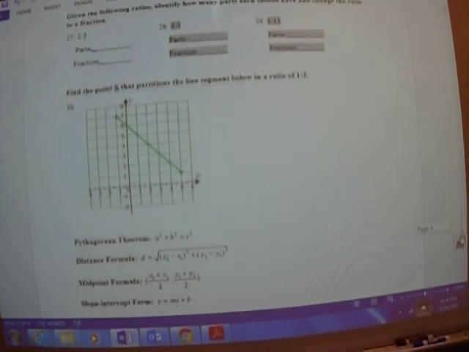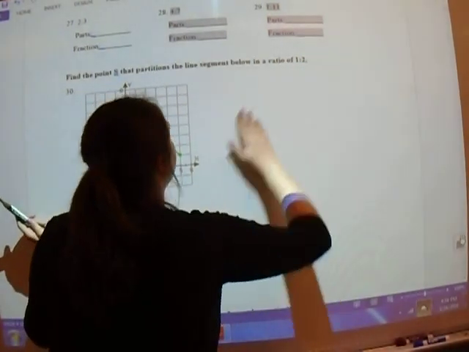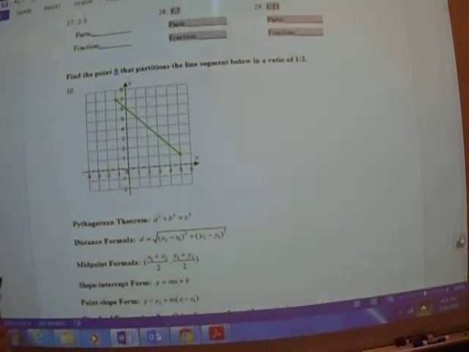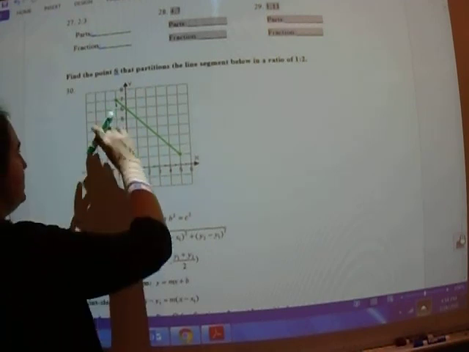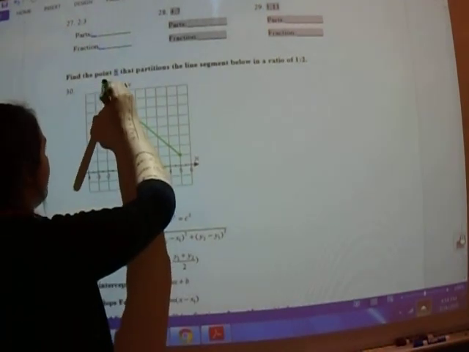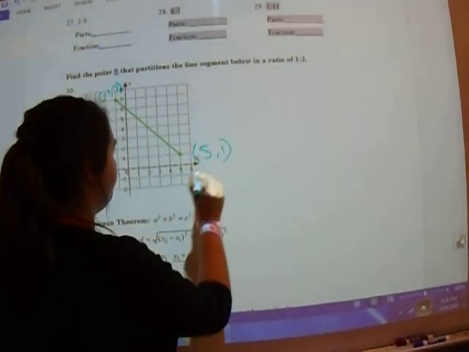And finally, find the point S that partitions the line segment below in a ratio of 1 to 2. So keep in mind, since it doesn't tell us what to what, you can just read it from left to right. If it doesn't say it, just do it that way. It's easiest. So let's see. -1, 7 is this point, and this point is 5, 1.